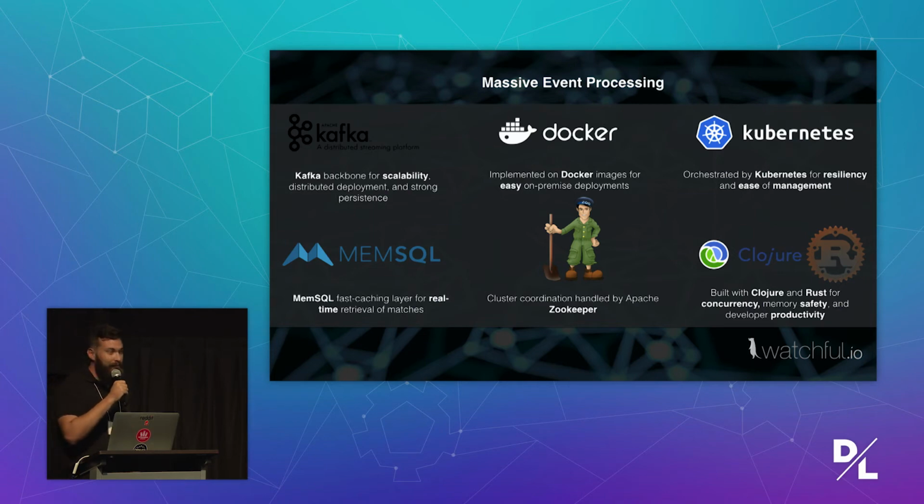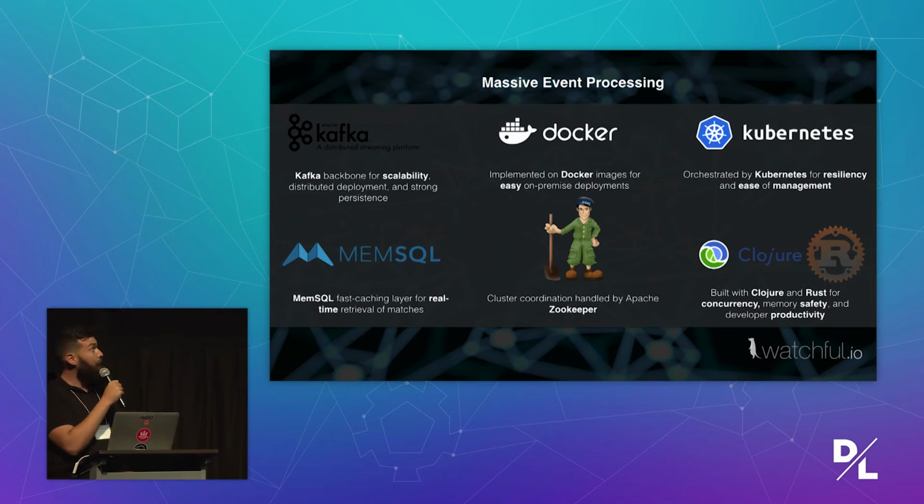So I told you when I don't know what I'm talking about, I can tell you exactly what we use. If the question is, why did you use memSQL versus VoltDB or Kubernetes versus Mesos? That's not the question for me, but I'm happy to tell you a little bit about what we do. Built on a Kafka backbone for the scalability, the distributed deployment, and strong persistence. Deployed on Docker images for just the ease of the on-premise deployments, and orchestrated by Kubernetes for those images for just the resiliency and the ease of management.